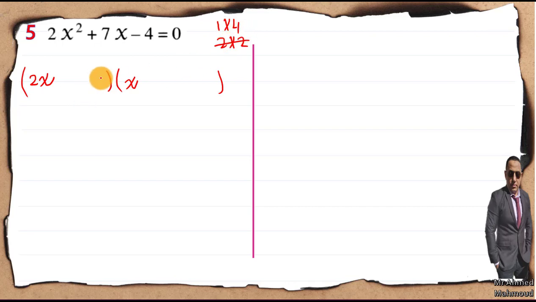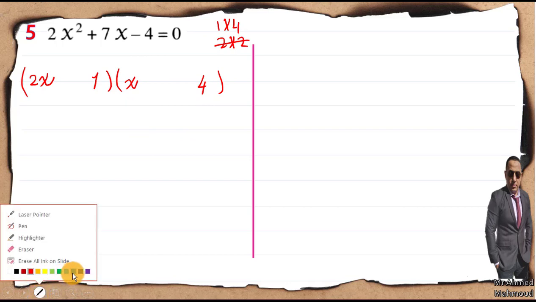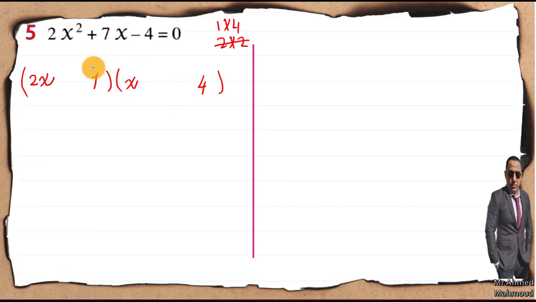Okay, may I write 1 here and 4 here, or 4 here and 1 here? Also, if I have 4 here and 2 in the same bracket, they will have a common factor, so it's not allowed to write 4 here. So the only option is to write 1 here and 4 here, and check by using means and extremes. Here the means and this is the extremes.